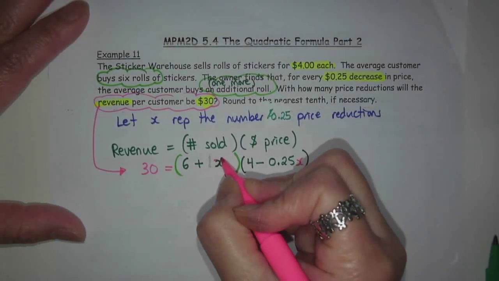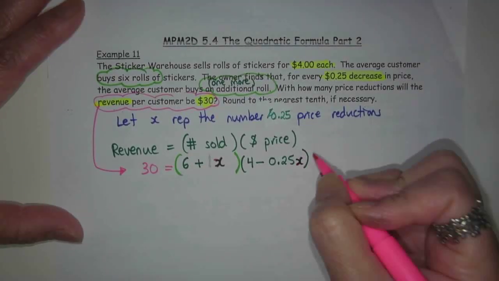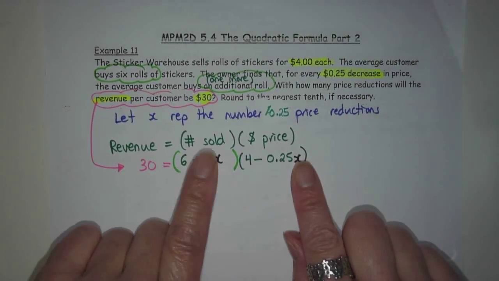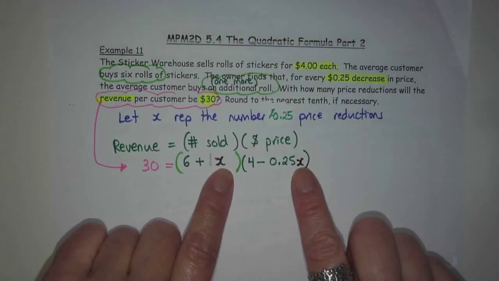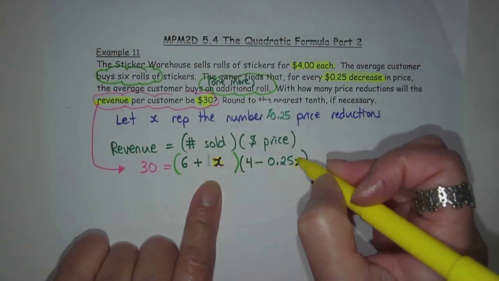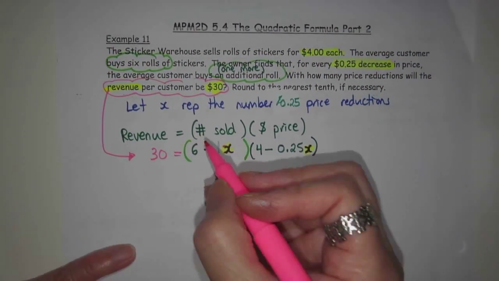These two x's are the same x's. So this x and this x are the same x's. They're connected. So every time I decrease it by 25 cents, I'm increasing 1 roll. These two are connected. Those x's must be there. These are the two x's that are connecting it. So this one and this one. Okay, and that's it.